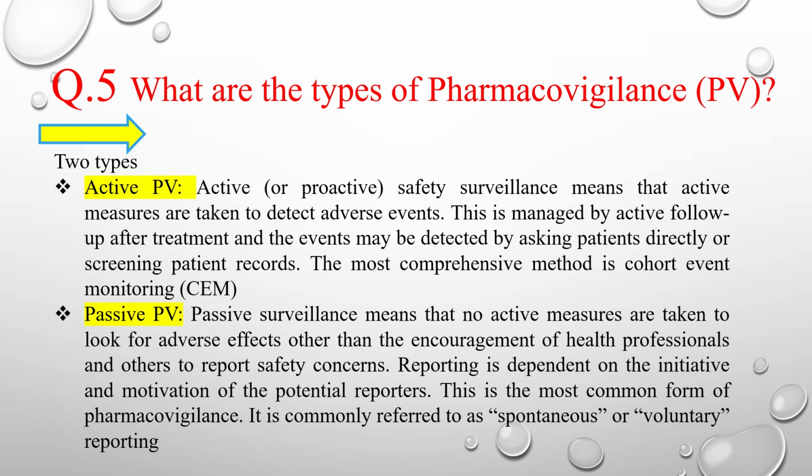Passive PV, passive surveillance, means that no active measures are taken to look for adverse effects other than the encouragement of health professionals and others to report safety concerns. Reporting is dependent on the initiative and motivation of the potential reporters. This is the most common form of pharmacovigilance. It is commonly referred to as spontaneous or voluntary reporting.